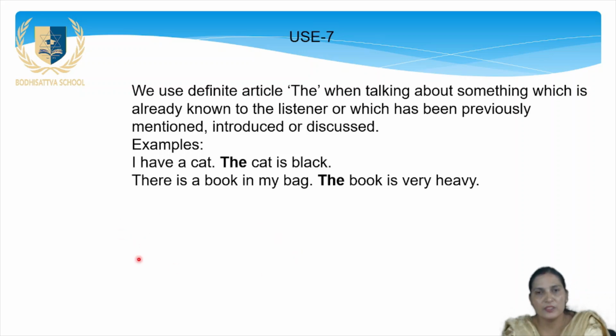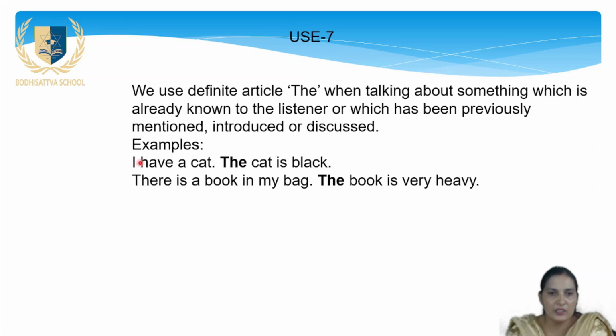Next one, now look at your use seven. We use the definite article "the" when talking about something which is already known to the listener or which has been previously mentioned, introduced or discussed. It means that we use the definite article "the" when talking about something which is already known, a word which has already been heard and mentioned. At that time we can use the definite article "the."